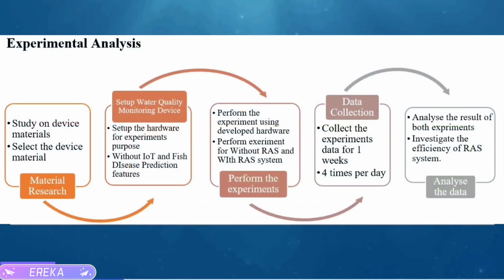There are two primary phases in this project procedure. The first section is known as the experimental analysis section, while the second section is known as the fish disease prediction section. Several procedures were carried out as part of the experimental analysis to evaluate the effectiveness of the recirculating aquaponic system, or what we know as the RAS, in terms of performance.